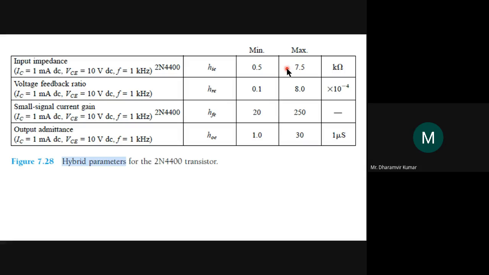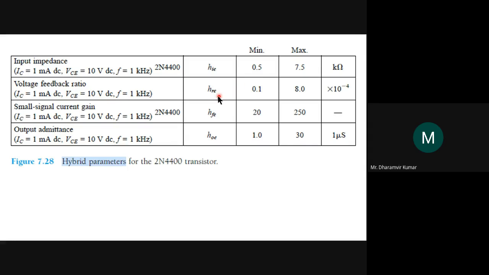Now you decide: is this a low value, a high value, or a moderate value? Now you can decide. So this will be in terms of a few kilo ohms, the input impedance for a common emitter BJT.